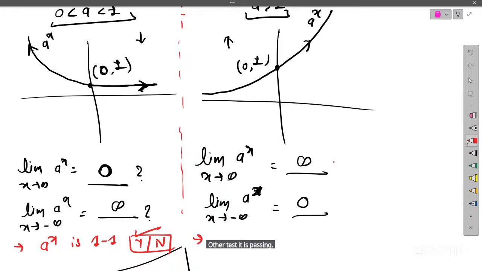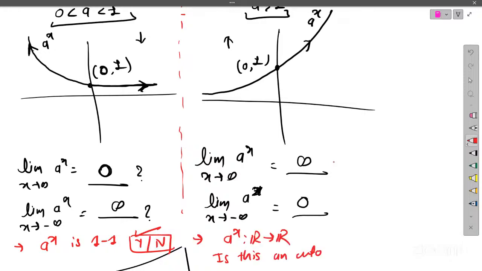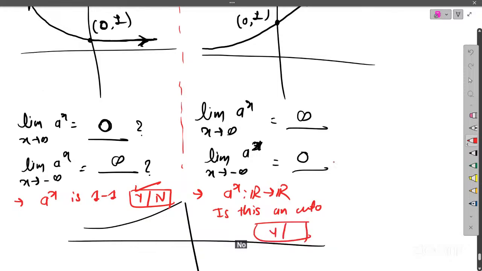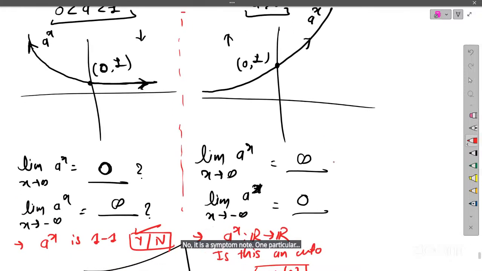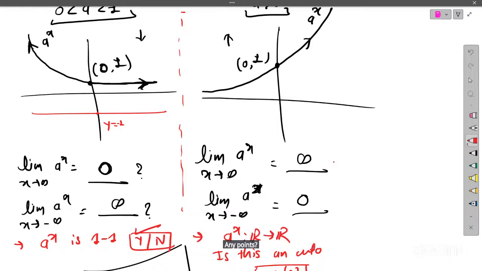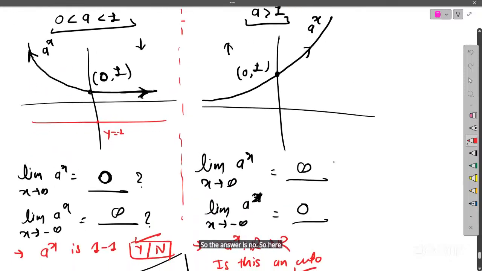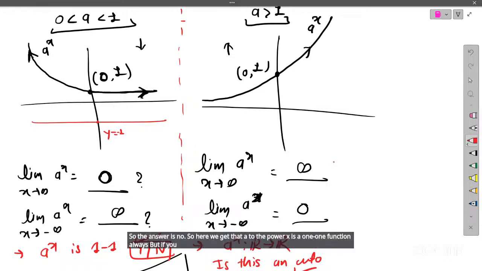Now, if I say that a to the power x is a function from real numbers to real numbers, is this an onto function? It is asymptotic, ma'am. Correct. It cannot touch the x-axis. So if I draw a horizontal line here, y equals -1, it never intersects our graph at any point. For y equals -1, we don't have a pre-image. So the answer is no. Here we get that e to the power x is always a one-one function, but if you define this function from real numbers to real numbers, it cannot be an onto function.